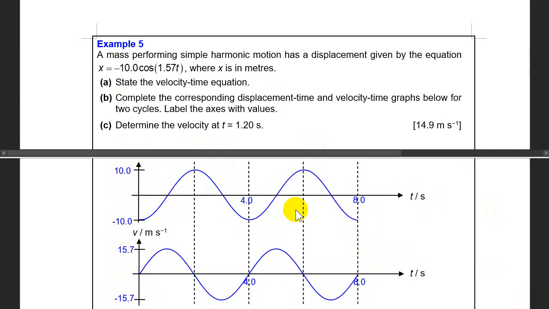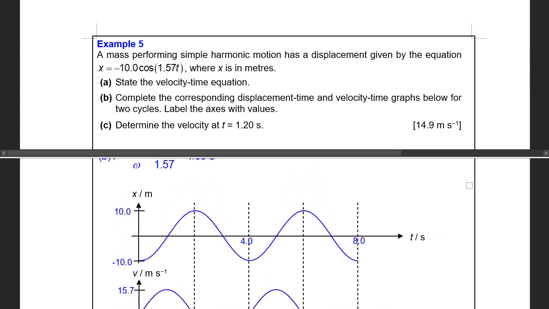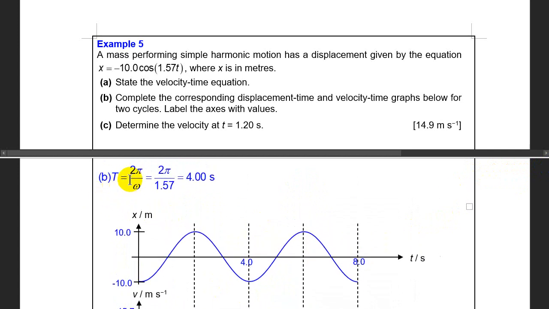And the period, what's the period? You have to work it out first. Whatever is in front of the t is omega. We have to recognize that because it's a simple harmonic motion equation. So omega is 1.57. We have to work out the period, then we can mark out the time axis. Period is given by 2 pi over omega.